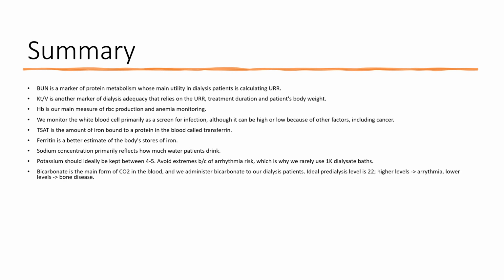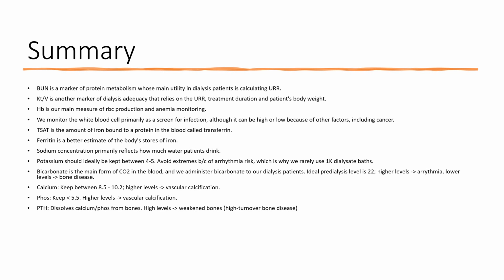Bicarbonate is the main form of CO2 in the blood, and we administer it to our patients to neutralize the acidity. Ideal pre-dialysis level is 22. Higher levels predispose our patients towards arrhythmias, and lower levels are bad for our bones. Keep the calcium between 8.5 and 10.2. Higher levels contribute to vascular calcification. Same is true with phosphorus levels. High phosphorus contributes to calcification of blood vessels.